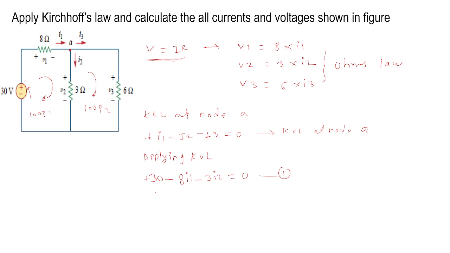Now we need to apply KVL to the loop 2. Okay, so once we apply the KVL to the loop 1, here I will write loop 1. Now from this equation you are able to find I1. So from this equation I1 is equal to, in bracket, 30 minus 3I2 divided by 8.